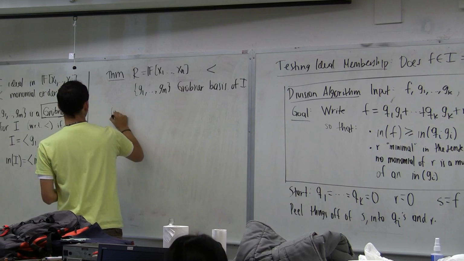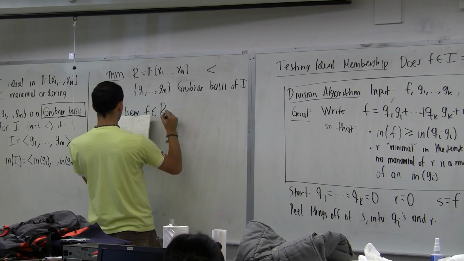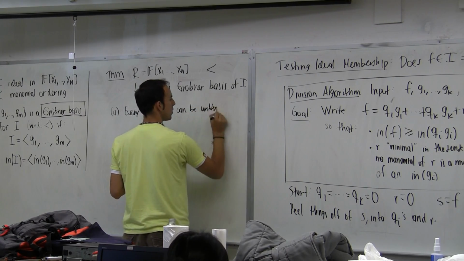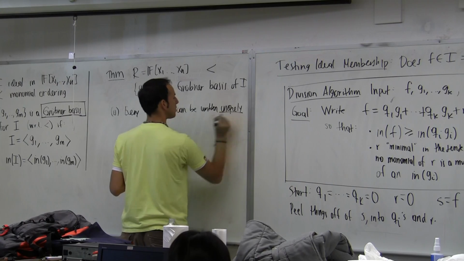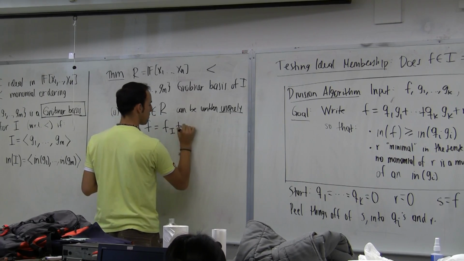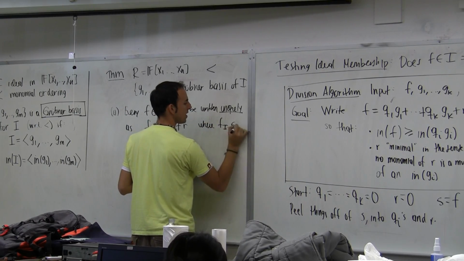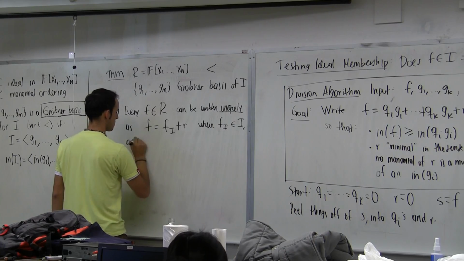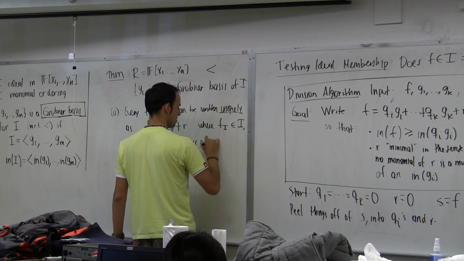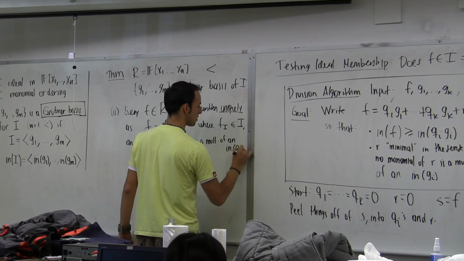Then we have the following things. First of all, every polynomial in my ring can be written uniquely, and this is the key thing here, uniquely as some polynomial in the ideal plus some remainder, where fi is in the ideal and no monomial of R is a multiple of an initial term of one of the GIs.